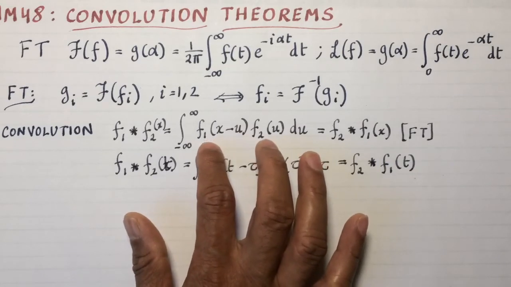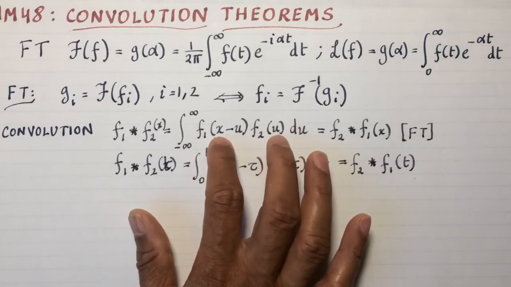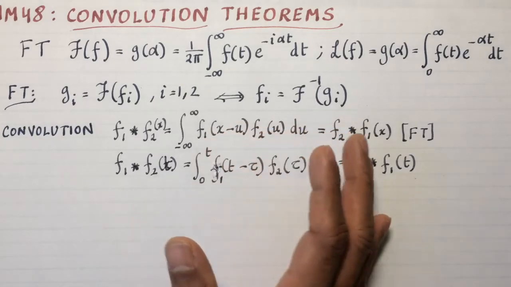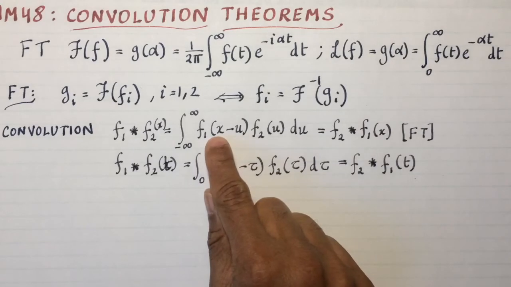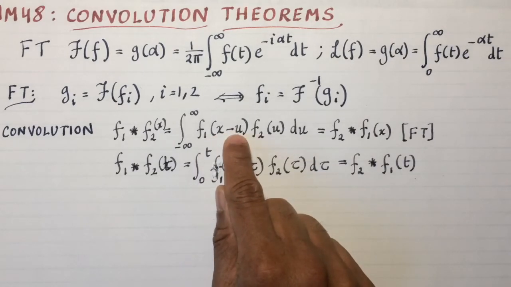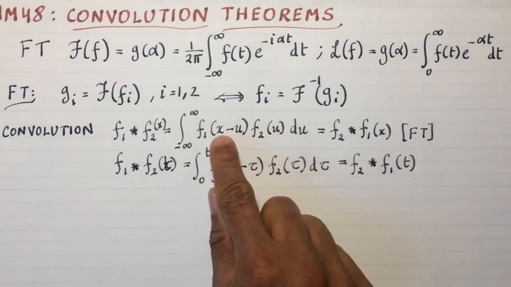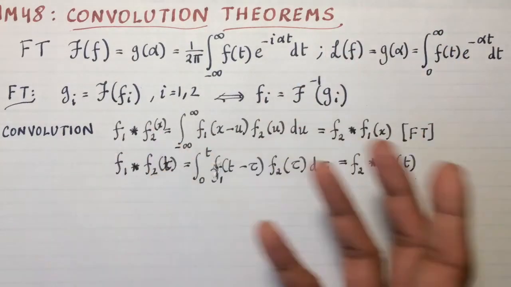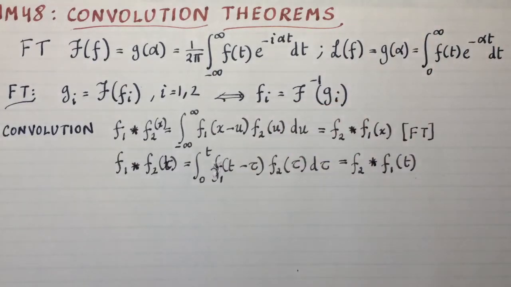So what is it really? You're taking the product of those two functions, but they are not products at the same value. This is at x minus u and that's at u, so they're offset a little bit. The variable x is kept fixed, but the u variable is allowed to change. This one inherits the u variable at every step. This one takes the difference of x and u. So it's like going over a rectangle of width x minus u and height u, and then you're going all over the u plane for a fixed value of x.